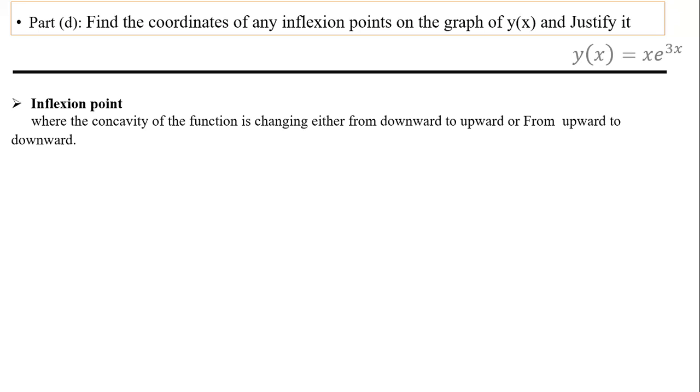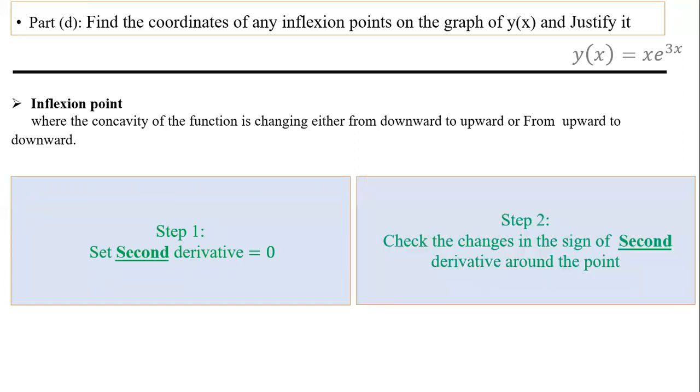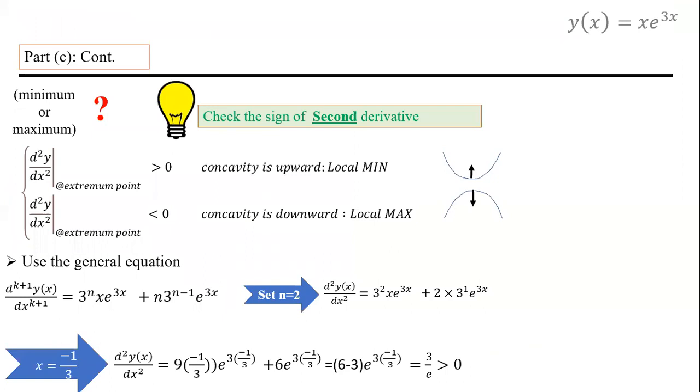So we need to determine it in two steps. Step 1, we set the second derivative to 0. And in step 2, we check the changes in the sign of the second derivative around that point. So in step 1, we have the second derivative from here, it is this one. So we set this one to 0.